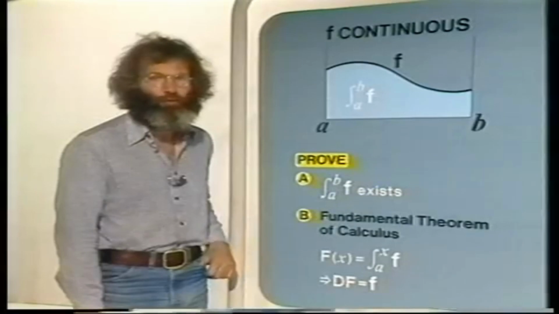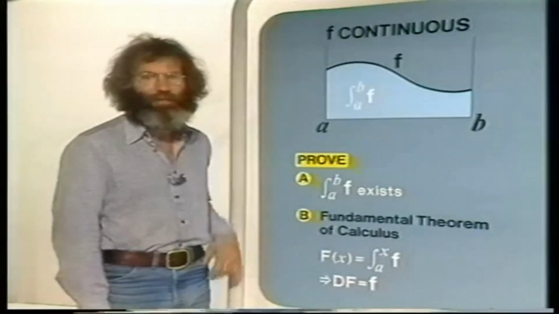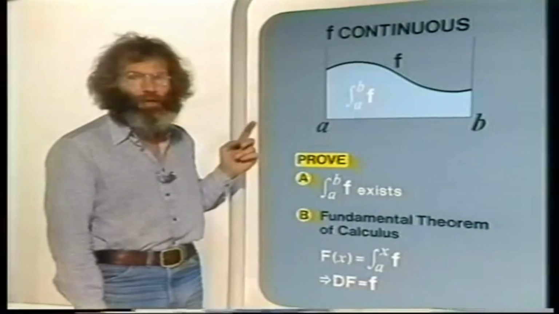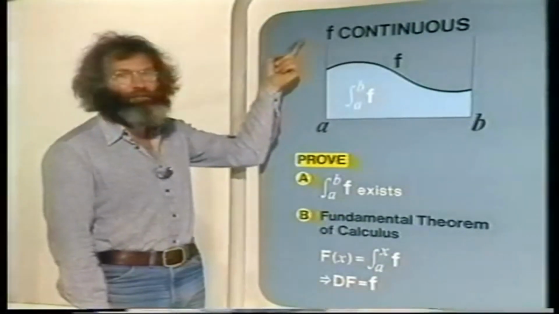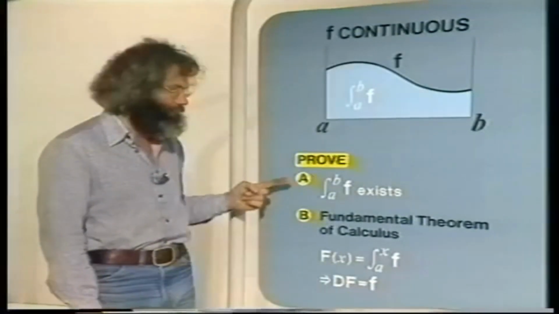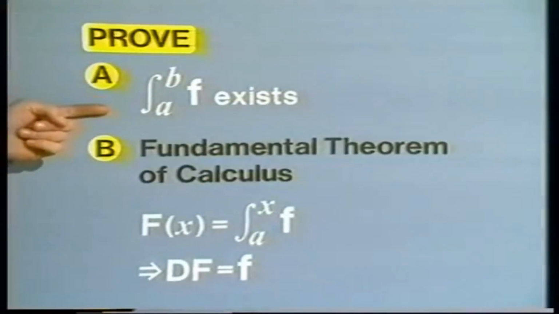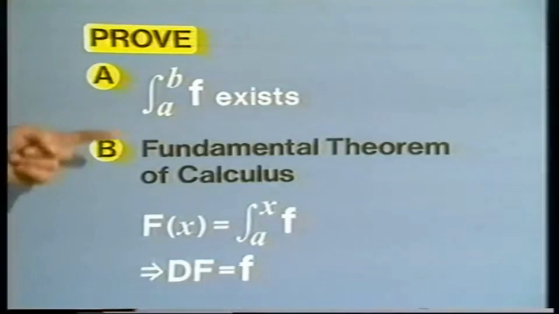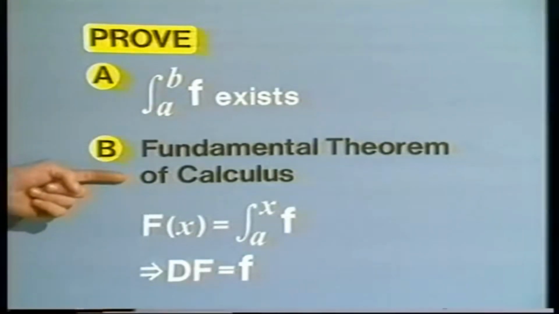Well, we haven't as yet proved anything about the existence of areas, and that's exactly the point. That's exactly what we're going to prove in this program. We're going to prove that provided our function f is continuous, then this area exists. In other words, the Riemann integral exists. And then we're going to establish a very strong connection between integration and primitives. We're going to prove the fundamental theorem of the calculus.